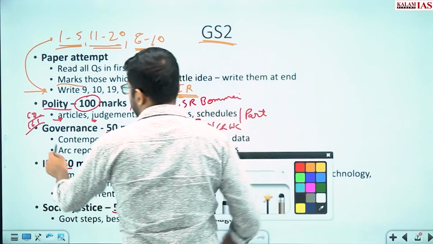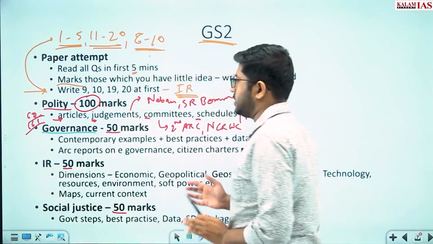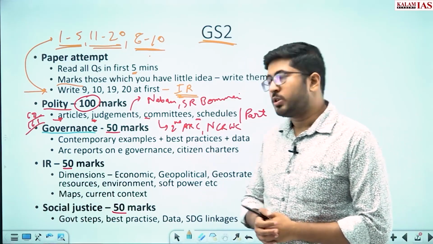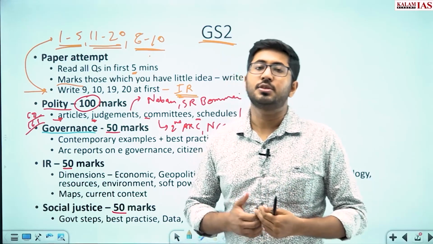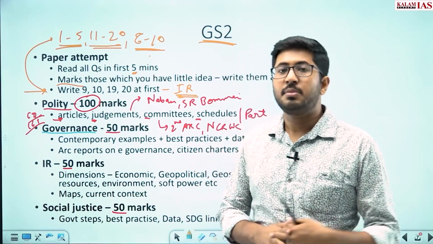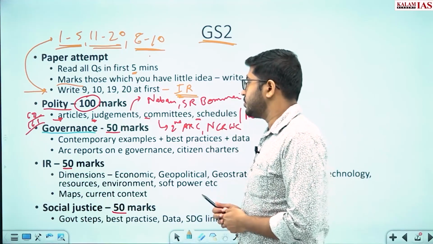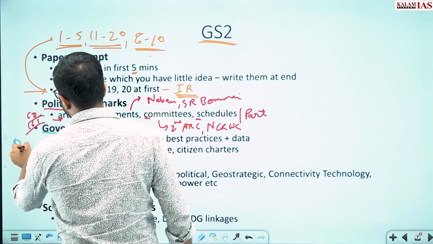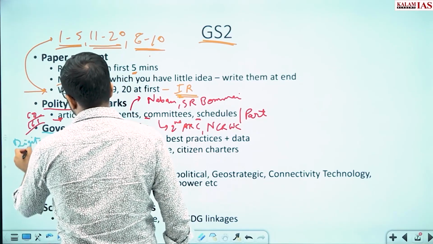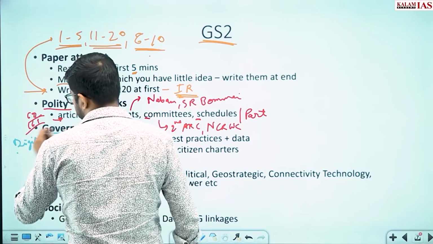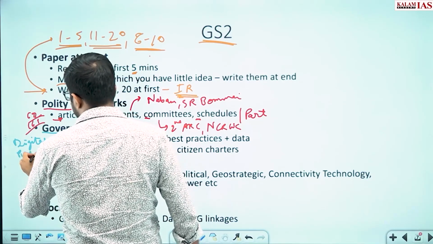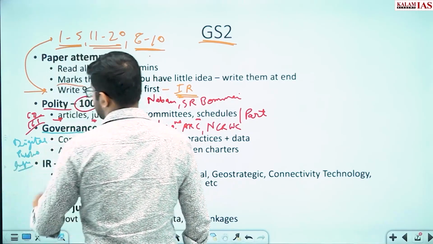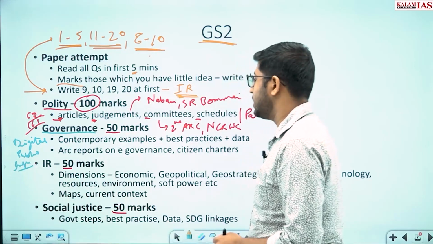Coming to governance. Governance is more of dynamic plus static, because questions are kind of static, but your answer should be dynamic. It should have contemporary examples, contemporary themes that are going around. So for example, question is on e-governance. So you should mention digital public infrastructure because it is a lot in news. The UPI, BHIM, and DigiLocker, various platforms that you are using in the recent times.